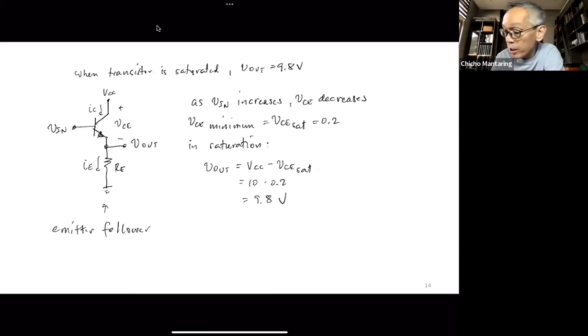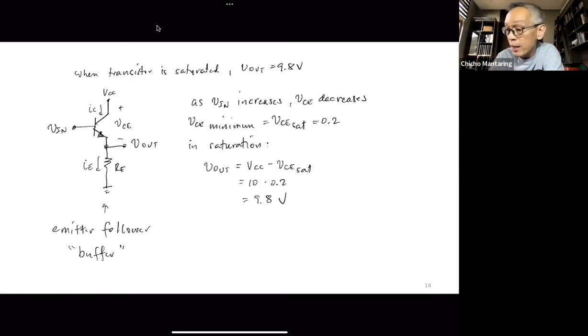You also sometimes call this a buffer. And I think you are already familiar with the term buffer. You learned that when you studied op-amps. A buffer is a circuit that isolates your input source from your load. You don't want your load to attenuate your input source, and therefore you put a buffer in between your input source and your load. So that is what this circuit also does.